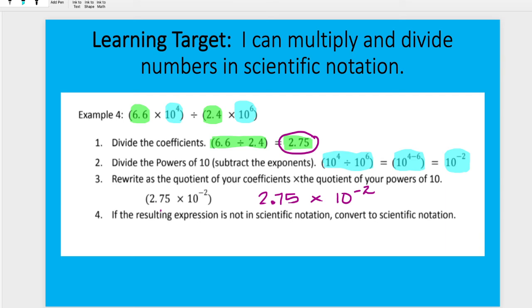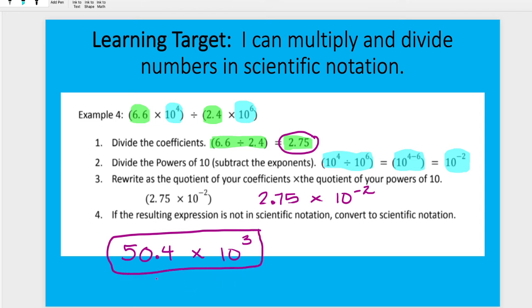But just to give you a quick explanation again, because we only had one example where our result did not end up being already in scientific notation. So I'm just going to make one up right now. Let's say that after you divide, you end up with 50.4 times 10 to the 3rd power. If this was your answer right after you did all the dividing of the coefficients and the powers of 10, you would have to do this step 4 that says convert it into scientific notation.